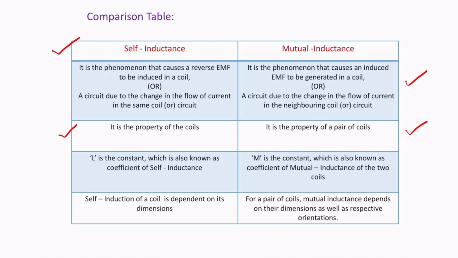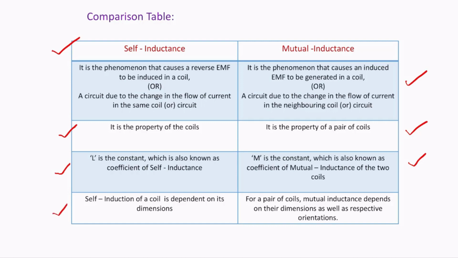The third comparison is, in the case of the self-inductance, L is represented as a constant, which is also called the coefficient of the self-inductance. Whereas in the case of the mutual inductance, M is the constant, which is also known as the coefficient of mutual inductance of the two coils.